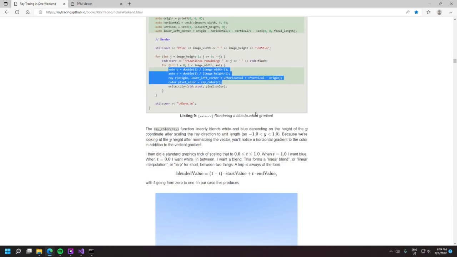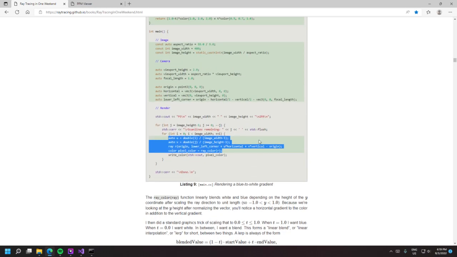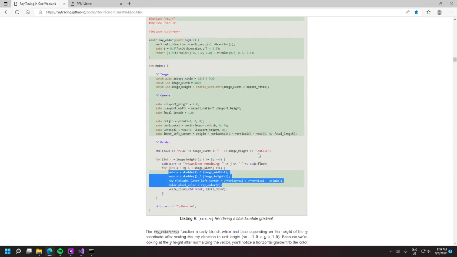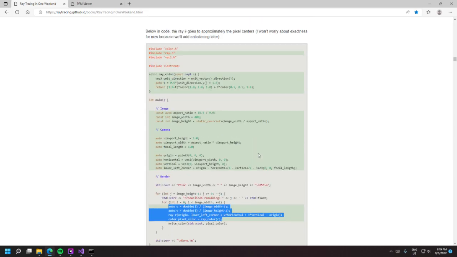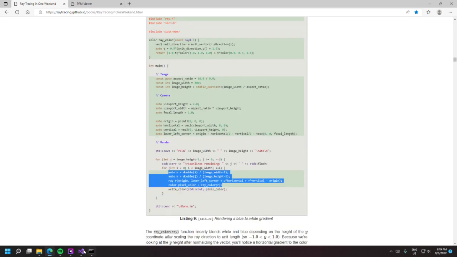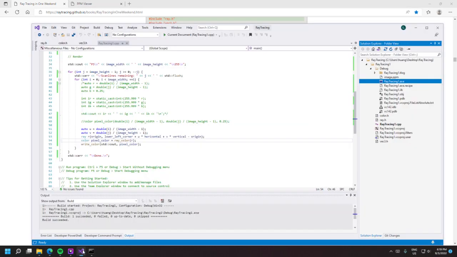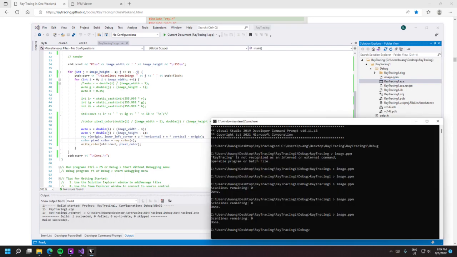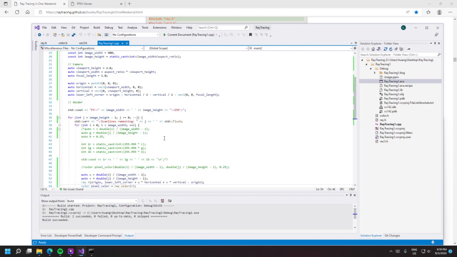No, it shouldn't do this. It should render a blue to white gradient. It definitely shouldn't do this. Did we not slash out some part that we were supposed to slash out? Like it is doing that thing, but that thing is not right, I feel like.